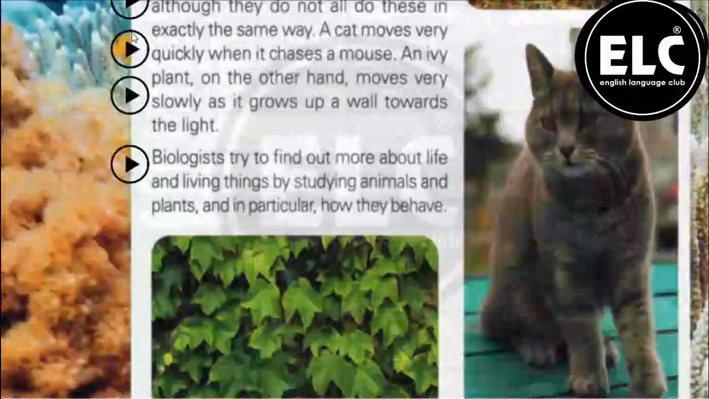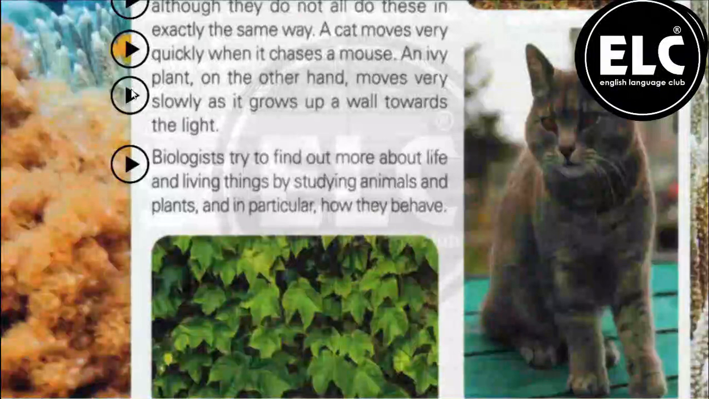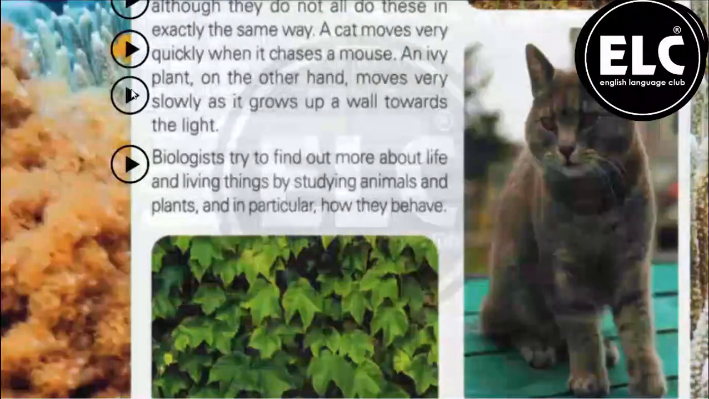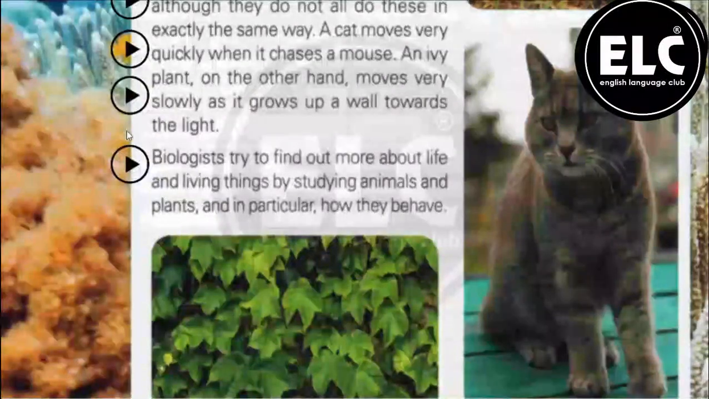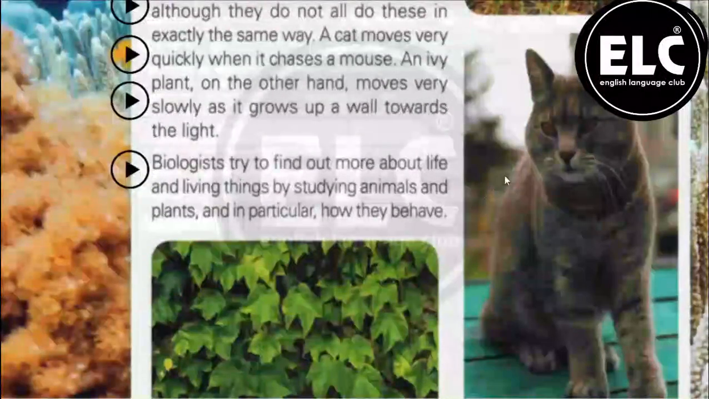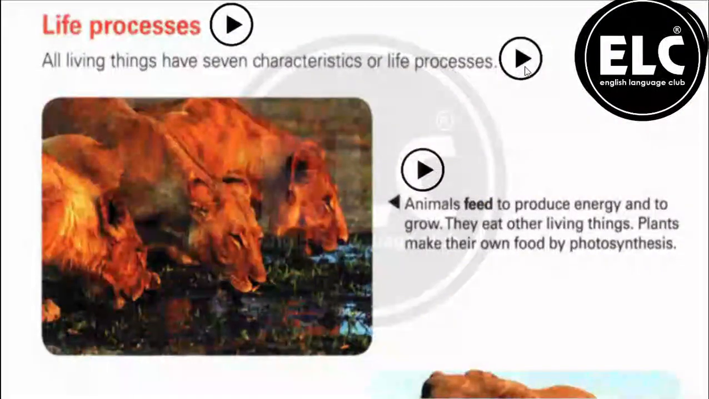A cat moves very quickly when it chases a mouse. An ivy plant, on the other hand, moves very slowly as it grows up a wall towards the light. Biologists try to find out more about life and living things by studying animals and plants, and in particular, how they behave. Life processes. All living things have 7 characteristics or life processes.